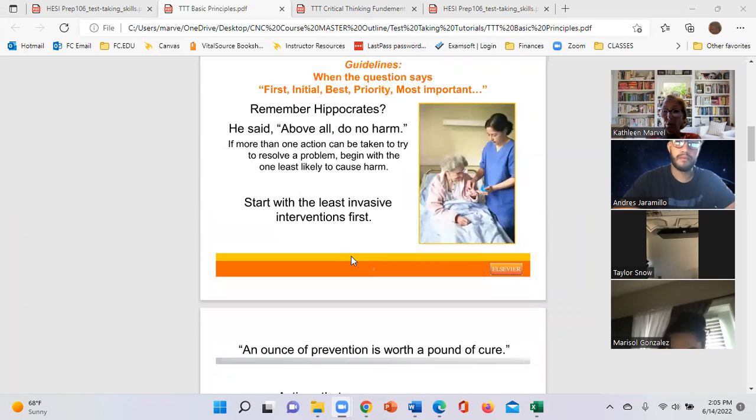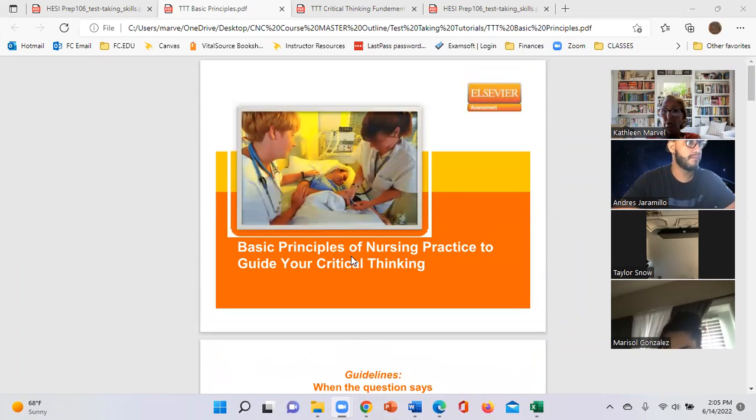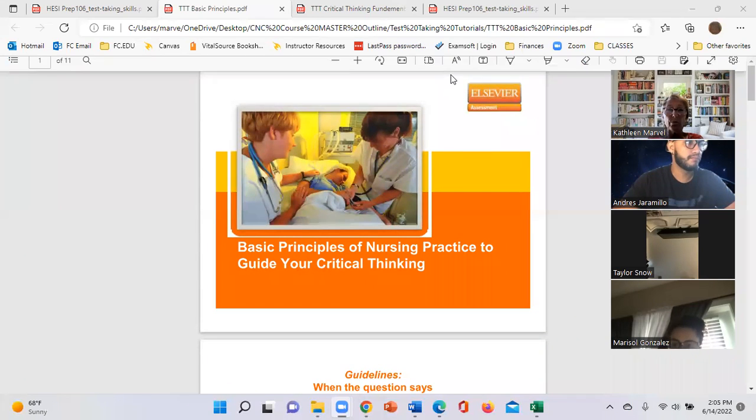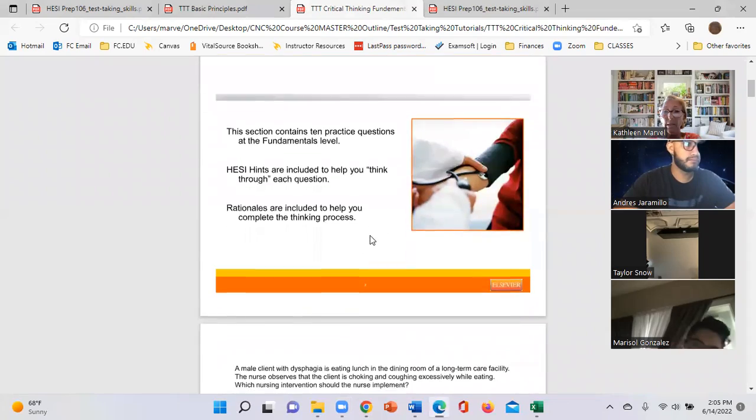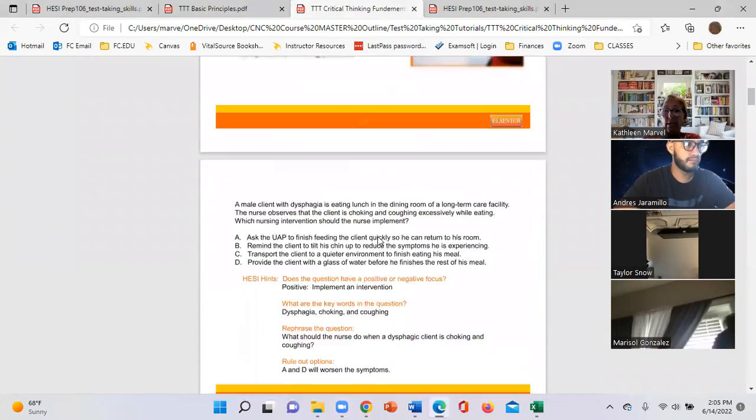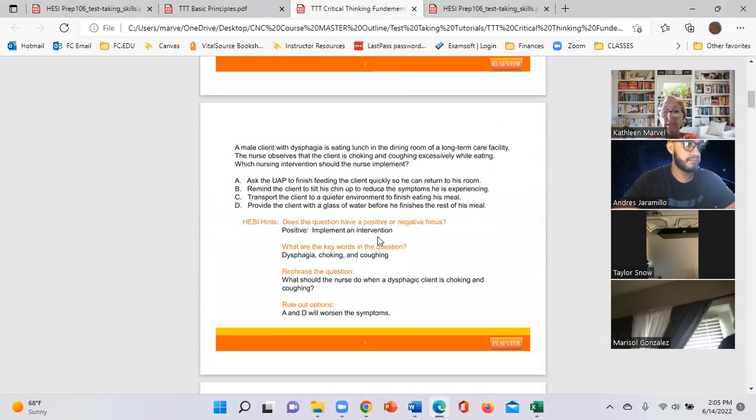All right, so that's the first PowerPoint presentation she goes through. Okay, and then she goes through this critical thinking fundamentals practice questions. Okay, so she goes through very detailed, I think there's 10 questions, very detailed. How to frame, is the question positive? Is it negative? What are the keywords to pull out? How to pull the keywords out? So her review is primarily on test taking skills.